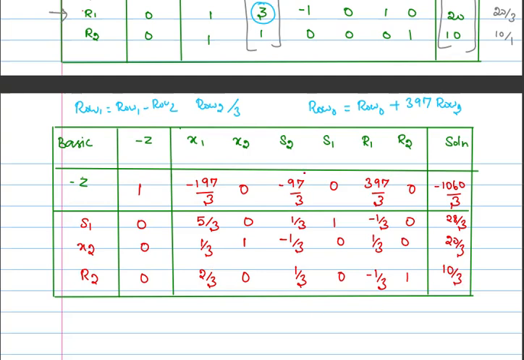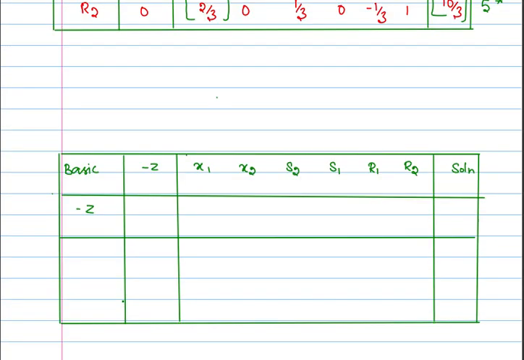So now what is the maximum negative number? This is the guy, so my x1 is the new entering variable. Now I divide the solution column by this column, element by element. You will get 28 divided by 5, that is the ratio. You will get 20, you will get 5. So this is the minimum ratio. So x1 is the entering variable, R2 is the leaving variable.